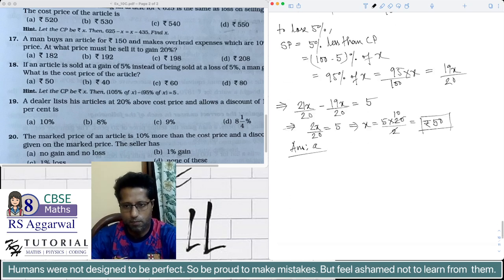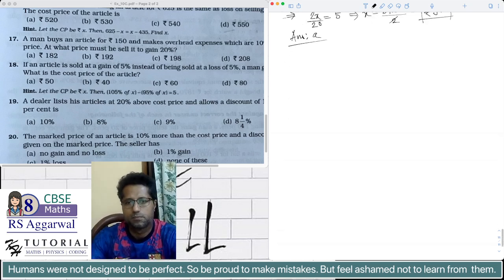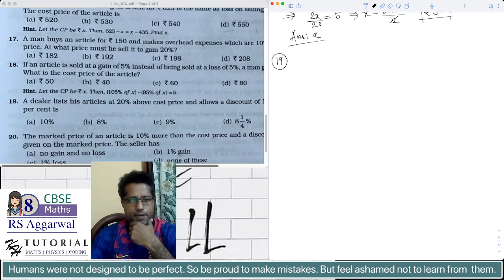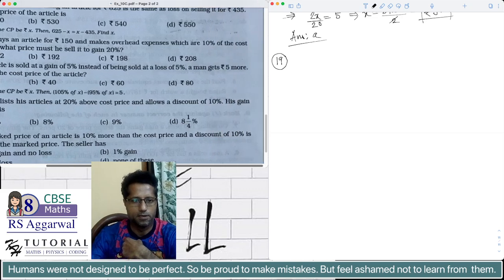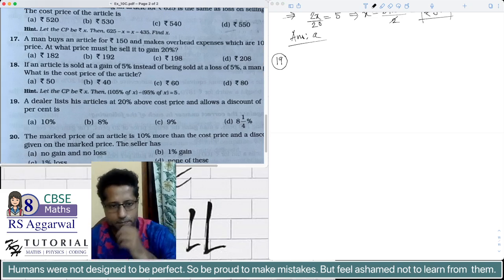Okay, let's do problem number 19. A dealer lists his articles (list means marks) at 20% above cost price, and allows a discount of 10%. His gain percent is, okay.